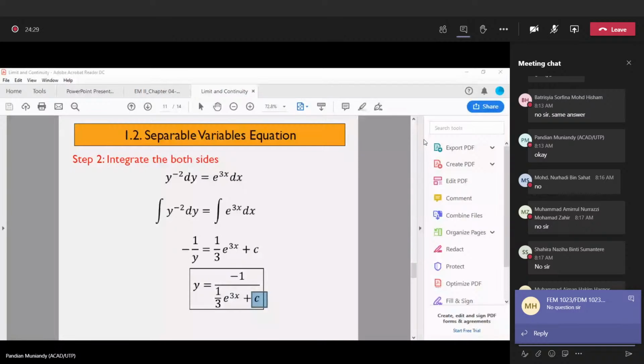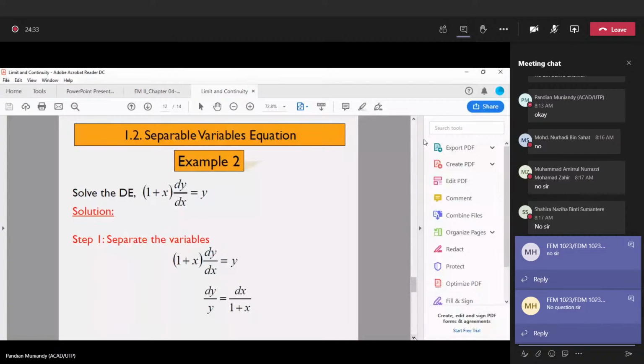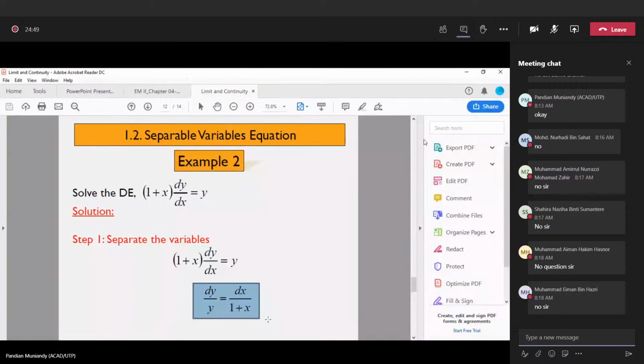Okay, so we will continue with the next example. Solve the DE: (1 plus x) dy/dx equals y. You separate dy over y and then dx over 1 plus x.